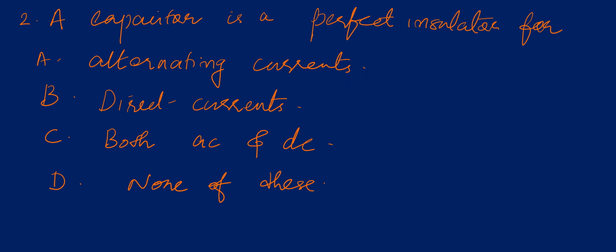A capacitor is a perfect insulator for? Options are alternating currents, direct currents, both AC and DC, none of these. Answer is option B, direct currents.